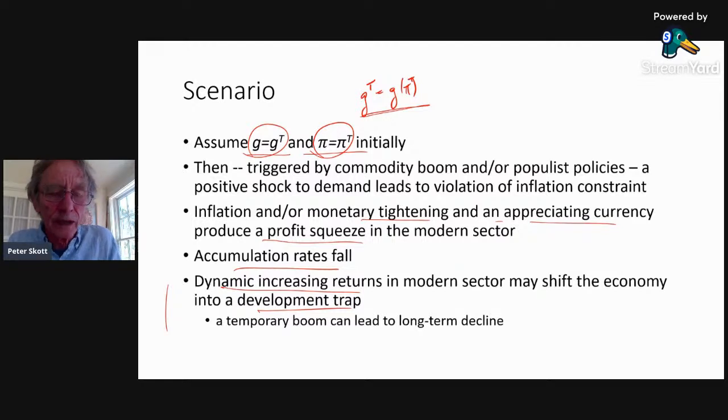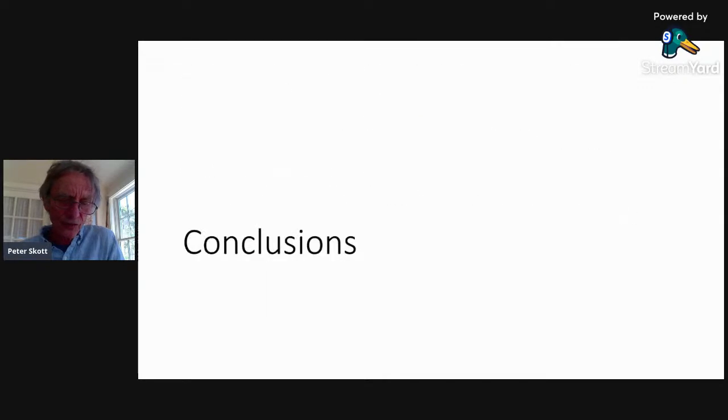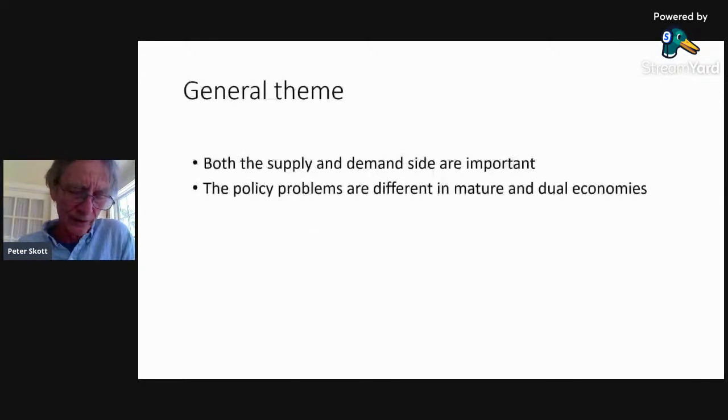So even when the commodity boom is over, you're still stuck there, and a temporary boom has led to a long-term decline. I would suggest that this simple story has a number of applications, and maybe we can talk about those later. So, I've been told that I need to wrap up, and I'll do that.